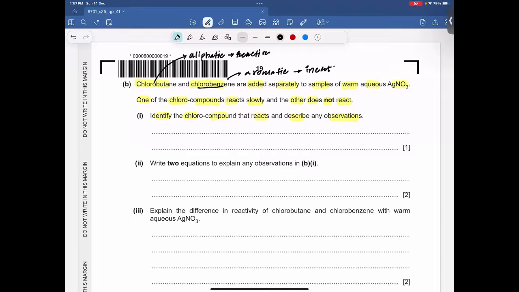So identify the chloro compound. So obviously that chloro compound is chlorobutane. And describe any observations. Obviously white precipitate is formed. Write two equations to explain any observation in B part 1.